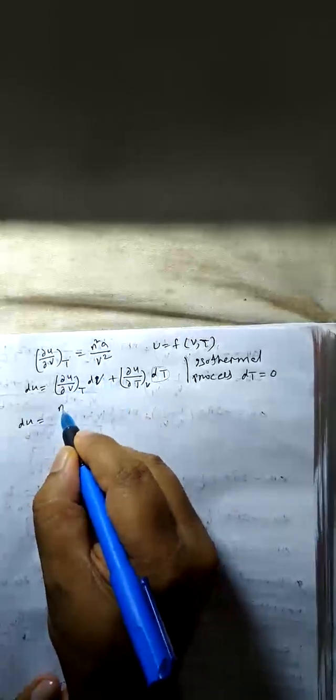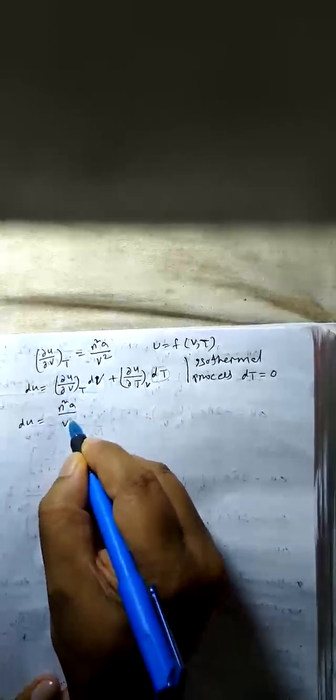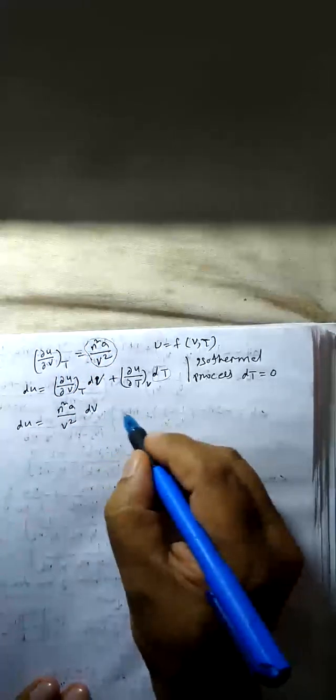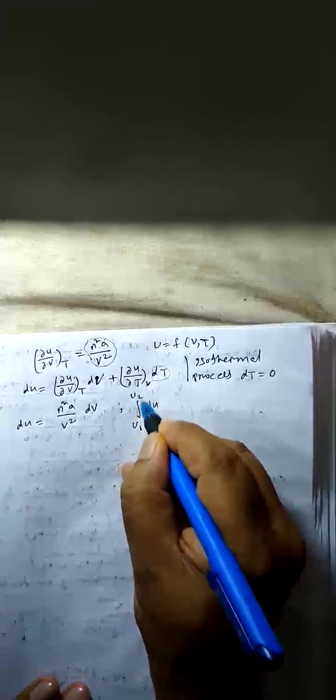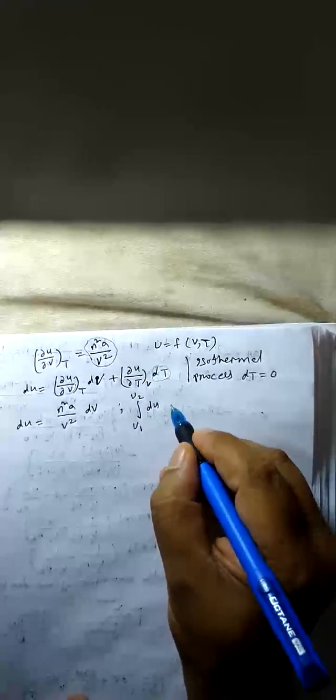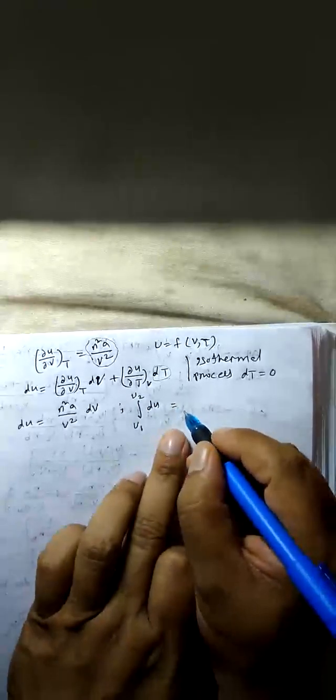Then dU is equal to ∂U/∂V at constant temperature dV. ∂U/∂V at constant temperature is equal to n² a by V², so instead of this, I write this one into dV. Okay. Now you integrate. Integrate dU from U1 to U2, because absolute value we cannot determine. We determine only change in internal energy.